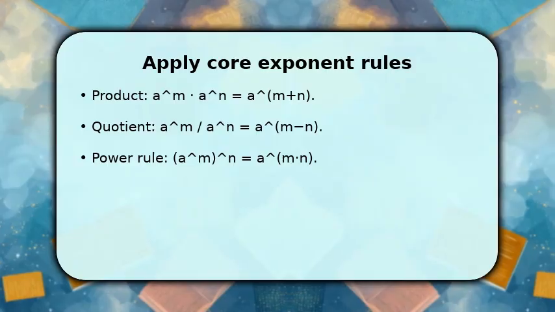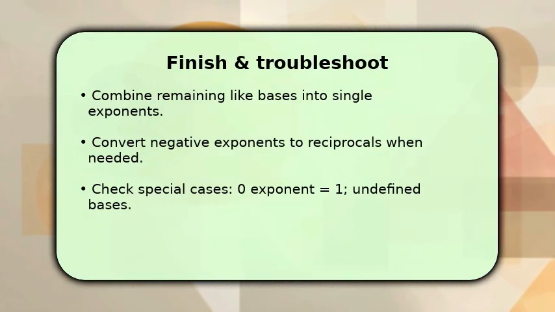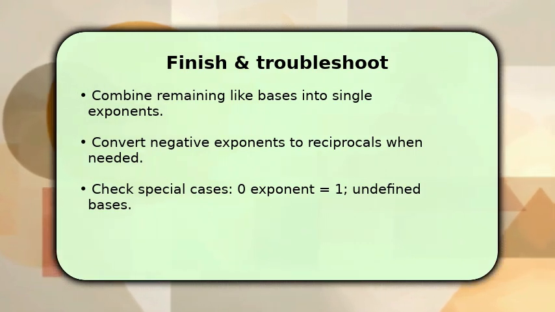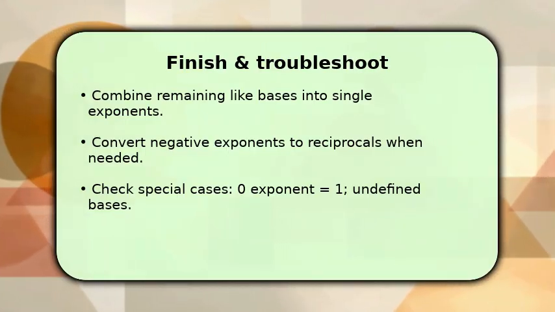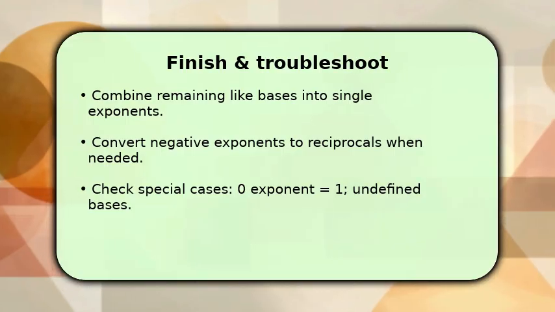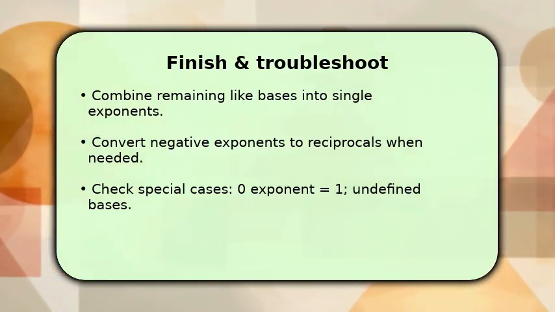You finish by collecting like bases and ensuring every exponent is in its simplest form, then rewrite reciprocals for negative exponents to present the expression cleanly. Once simplified, verify 0 and 1 rules so nothing collapses unexpectedly. a^0 equals 1 and 1^m equals 1.